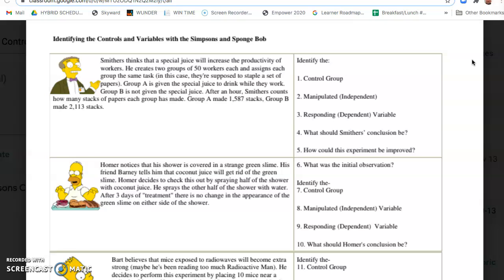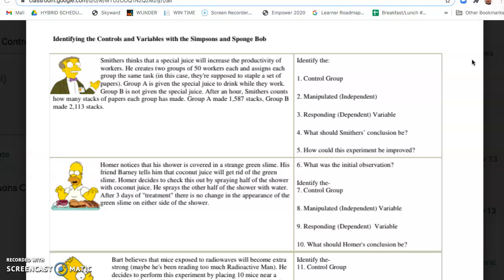Simpsons controls and variables sheet. So I'll walk you through each of the problems and have you point out some things to look for, and that should help you do well on this. So let's look at the first problem.